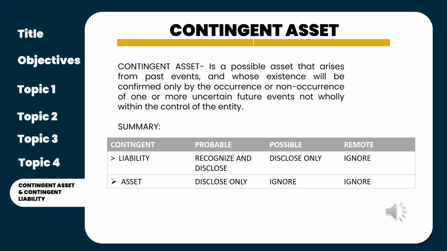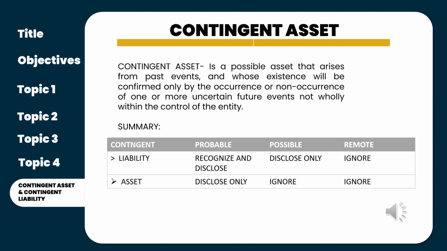So, contingent assets are not recognized, but they are disclosed when it is more likely than not that an inflow of benefits will occur. However, when the inflow of benefits is virtually certain, an asset is recognized in the statement of financial position because that asset is no longer considered to be contingent.